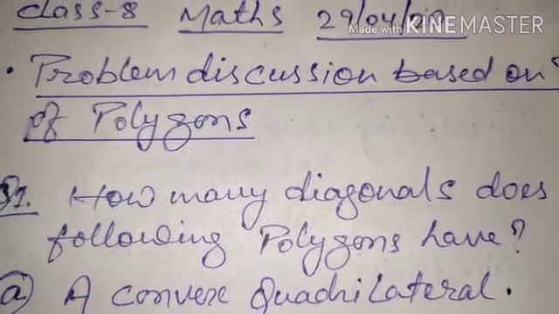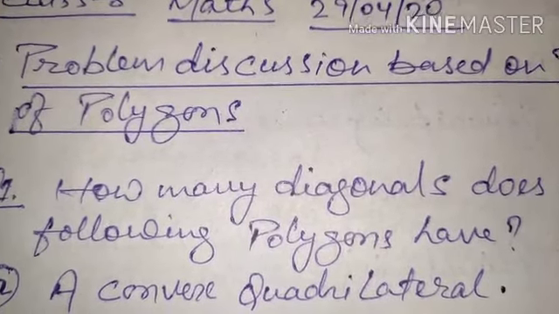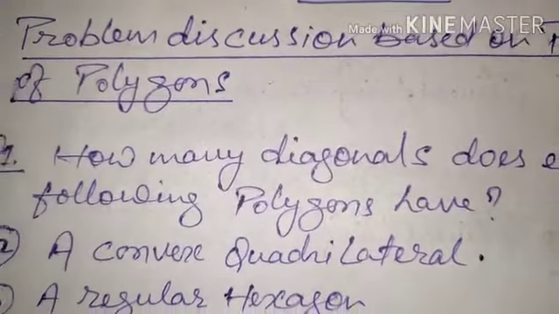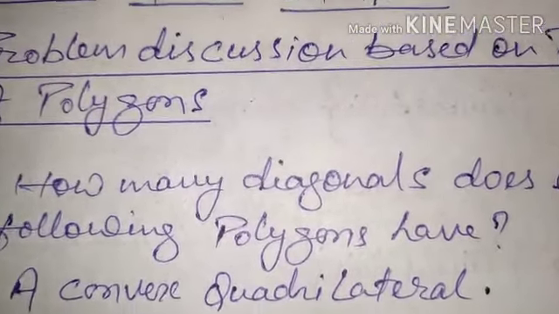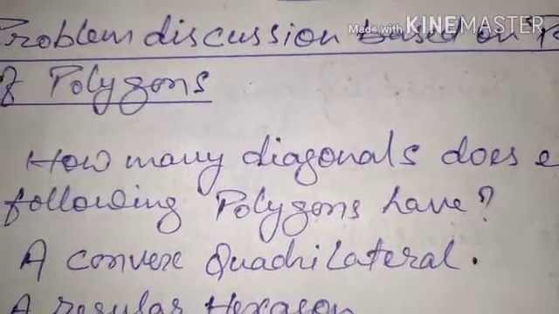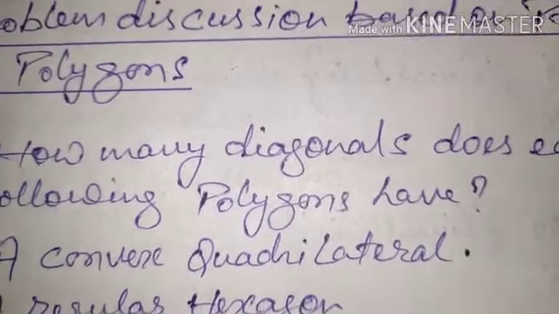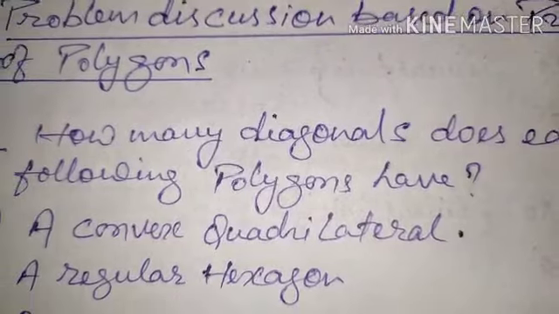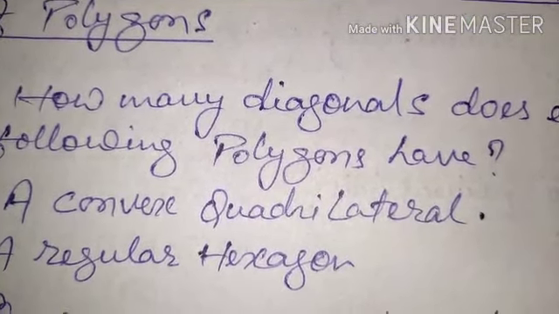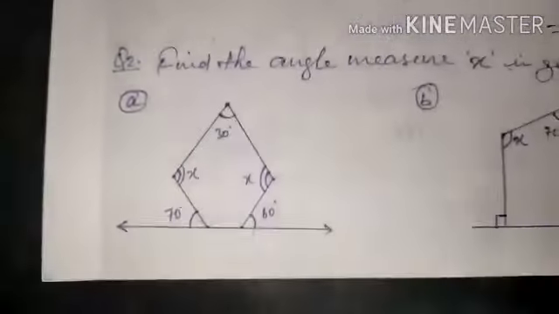I had already given the diagonal question in the assignment, so I'm not discussing the diagonal questions now, and you already know the formula because all of it was already discussed with you. The formula for the number of diagonals of a polygon is n multiplied by (n minus 3) divided by 2. Let's not waste more time and move on, because I have brought many questions to discuss with you today. So let us start with question number 2.